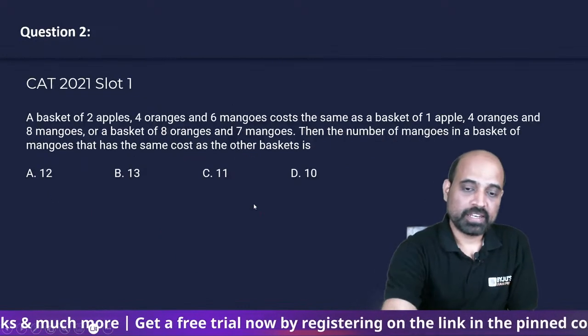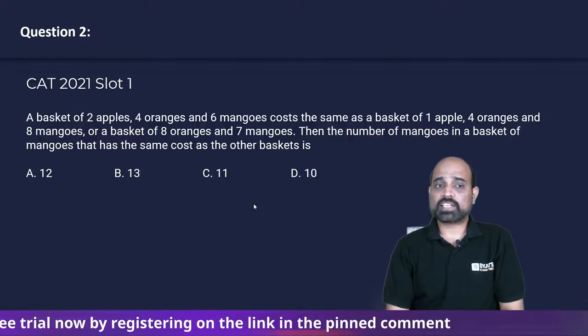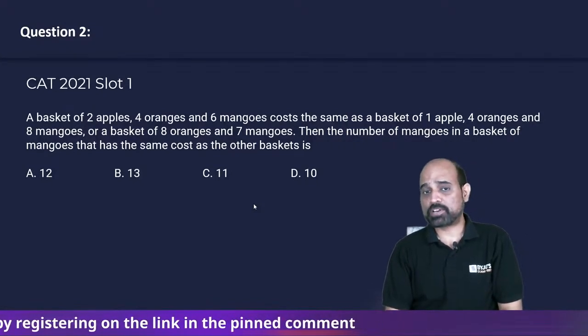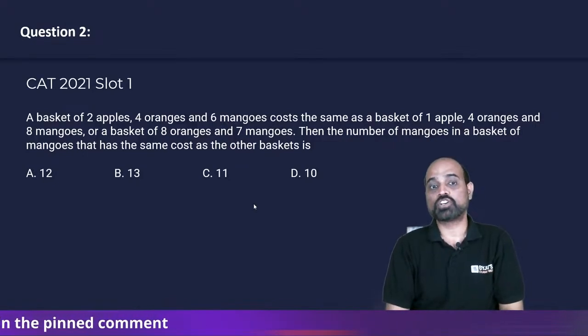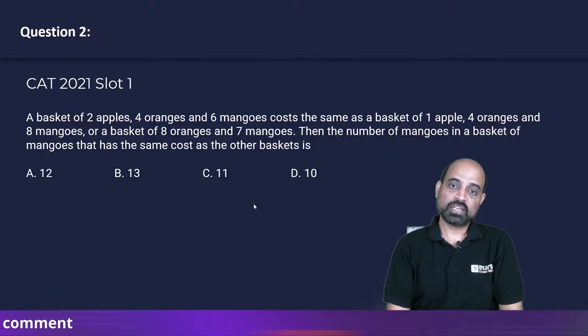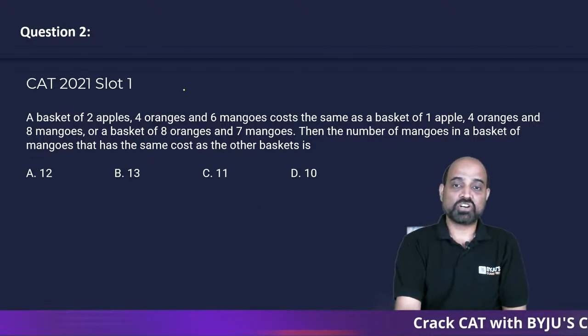Okay. Next one. CAT 2021 slot 1 question. A basket of 2 apples, 4 oranges and 6 mangoes costs the same as a basket of 1 apple, 4 oranges and 8 mangoes, or a basket of 8 oranges and 7 mangoes. Then the number of mangoes in a basket of mangoes that has the same cost as the other baskets is.